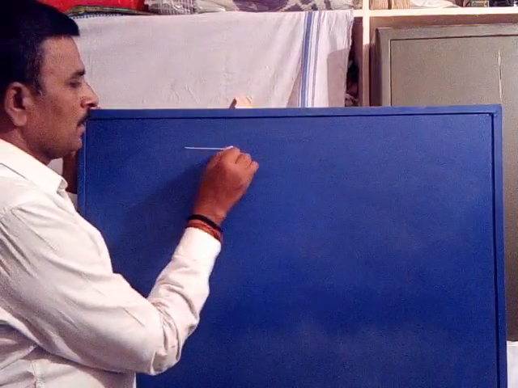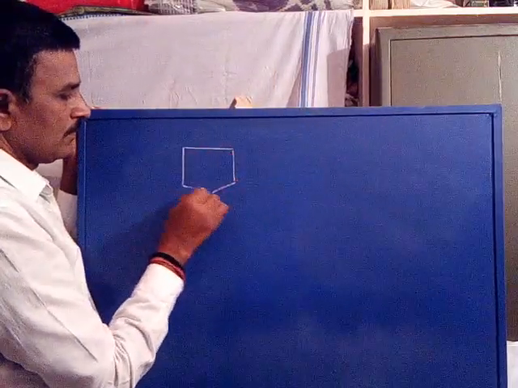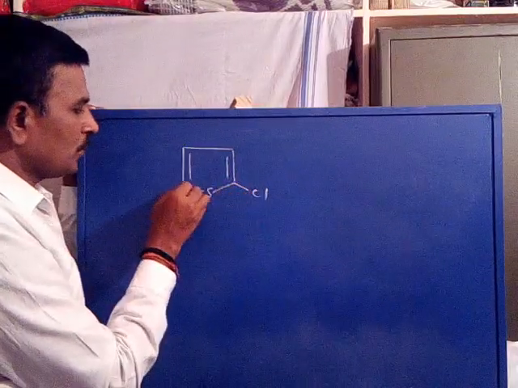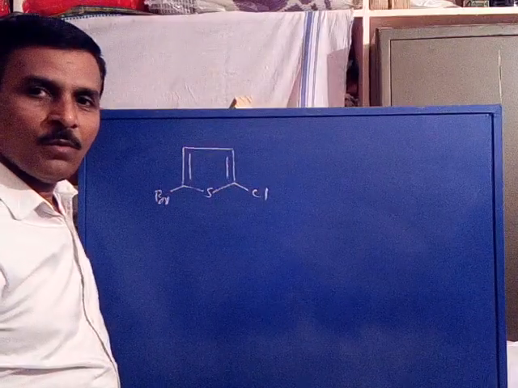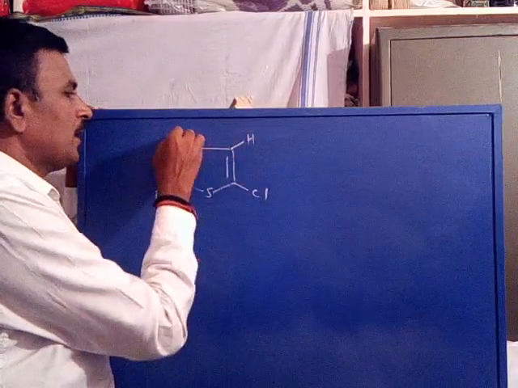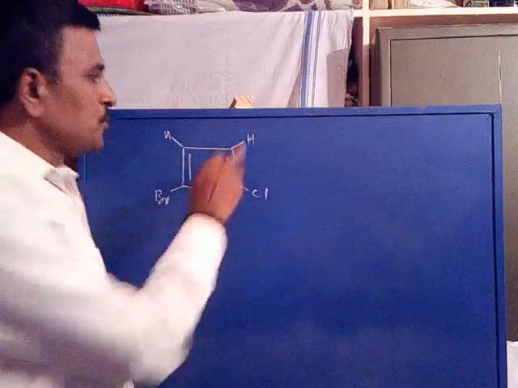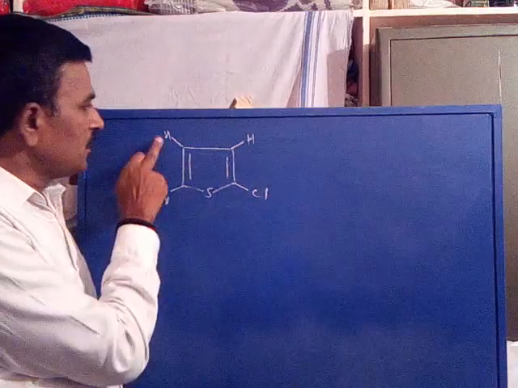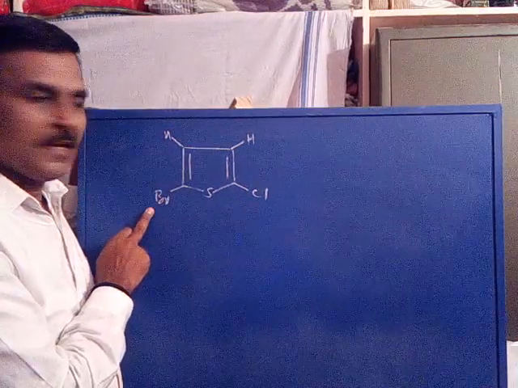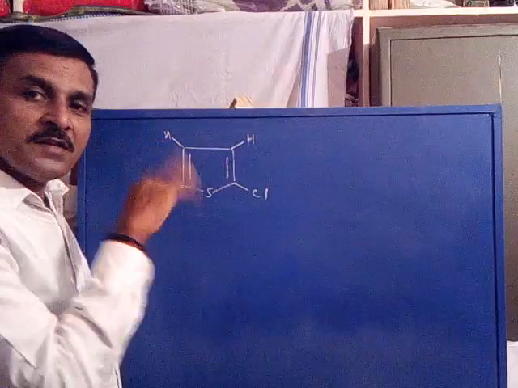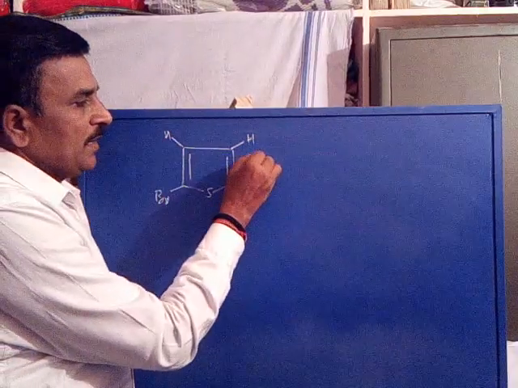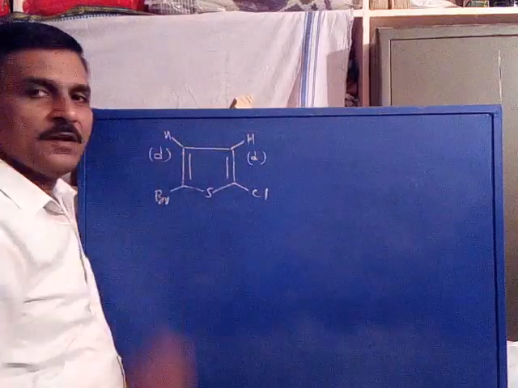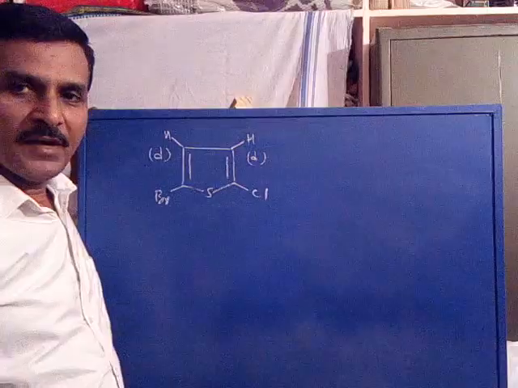For example, you take this chlorobromothiophene. There are two aromatic protons. These two protons are non-equivalent, as this proton is adjacent to chlorine and this proton is adjacent to bromine. So these two are non-equivalent, hence coupled with each other and appear according to n plus 1 as doublets. 1 plus 1 doublet and 1 plus 1 doublet. Both the protons appear as a doublet.